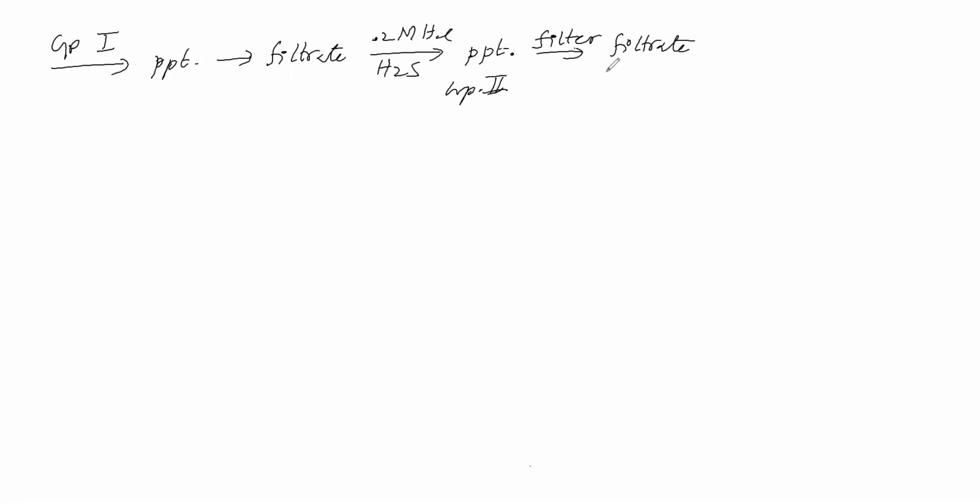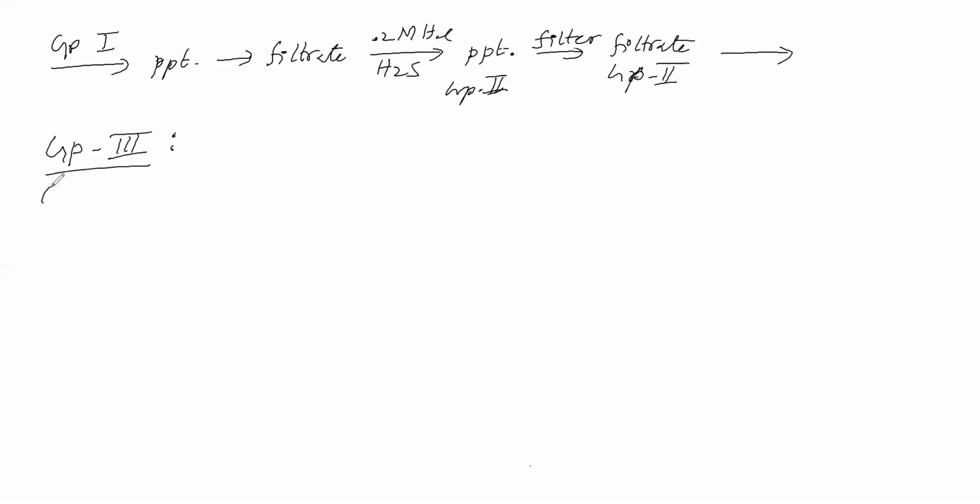Now group 2 is over. If you get a precipitate in group 2, we filter the group 2 result and take the filtrate. This is called the group 2 filtrate, and we take it for group 3 analysis. For group 3 analysis, what is the group reagent? Solid ammonium chloride and aqueous ammonium hydroxide is the group reagent for group 3. Now how to do group 3, that we will see.